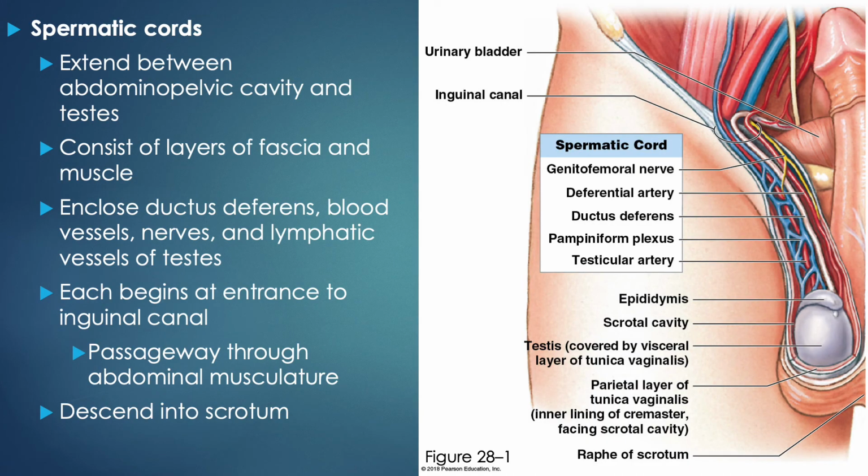The blood supply and innervation for the testis is supplied via the spermatic cord. And the spermatic cord, as you can see in figure 28.1, is not just a single strand, but rather an entire tubular type structure that includes layers of fascia and muscle, and it stretches from the abdominopelvic cavity to the testis, and it wraps around the ductus deferens, blood vessels, nerves, and also the lymphatic vessels that support the testes. Each of these begins at the entrance to the inguinal canal, and the passageway goes right through abdominal musculature. So this will drop down into the scrotum, so that there's a constant blood supply and support for the testis.